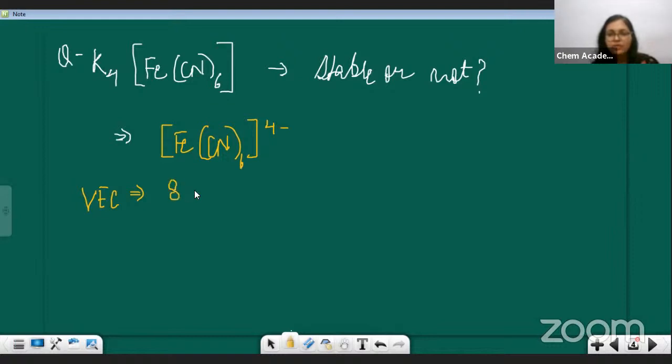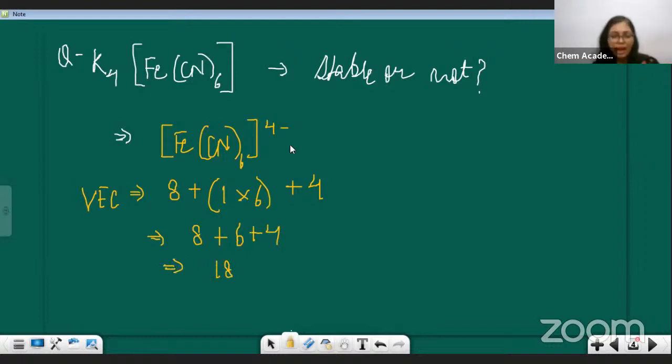It is going to be 8 for iron plus its contribution is going to be 1 into 6, and this is negative. So this will be added. The signs are reversed. Now let's just calculate this. It is going to be 8 plus 6 plus 4. This is coming out to be 18.